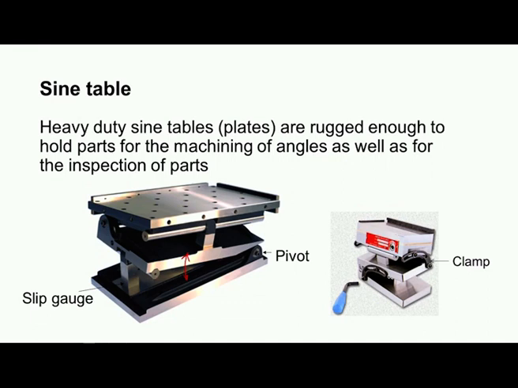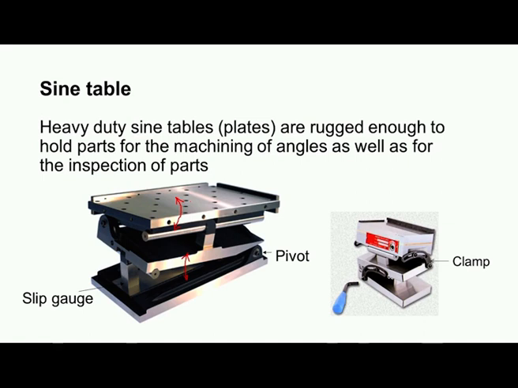And there is another, basically a compound sine table. So, this table can be tilted like this. There is another table mounted over this table which can be tilted in this fashion. So, in two planes we can tilt these two plates. Again you can see the pivot here, and there is a roller fixed to the bottom surface of this top plate. So, here we have to keep the slip gauge for adjusting the required angle.